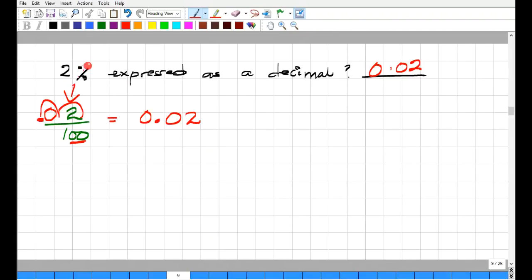So step one, convert your percentage like this into a common fraction. Look at it, and then make the movements necessary based on the rules, and we end up with the decimal. Okay.